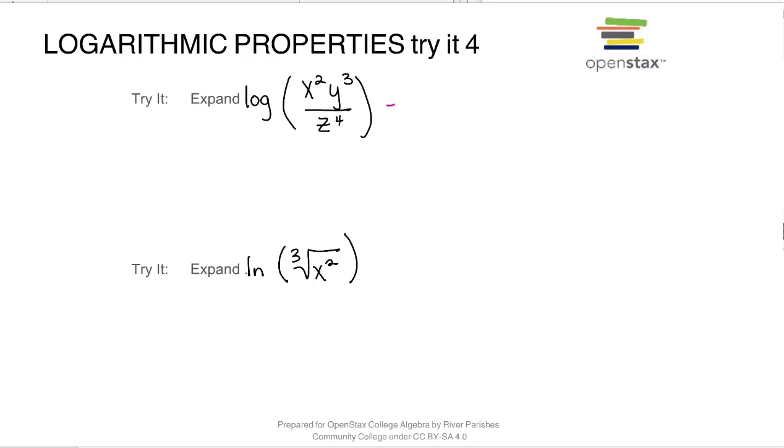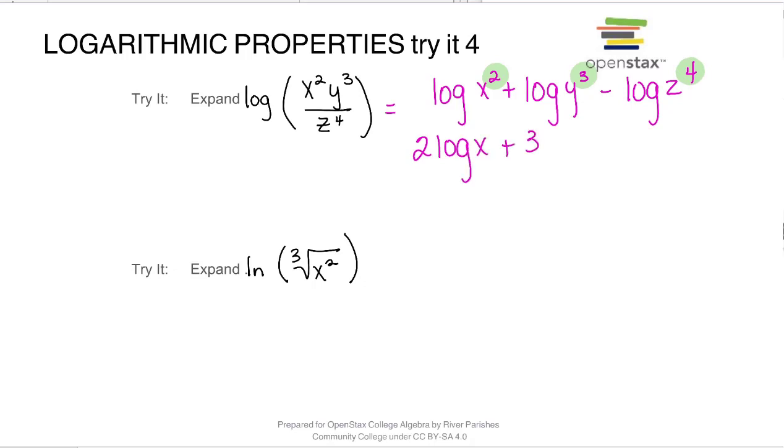Okay, so when we're combining all the properties together, you kind of have to do it in pieces. So for this first one, you've got the product and the quotient rule. So I've got log base 10 of x squared plus log base 10 of y to the third minus log base 10 of z to the fourth. And then I can take each one of these exponents and move it to the front. So it'll be 2 log x plus 3 log y minus 4 log z.